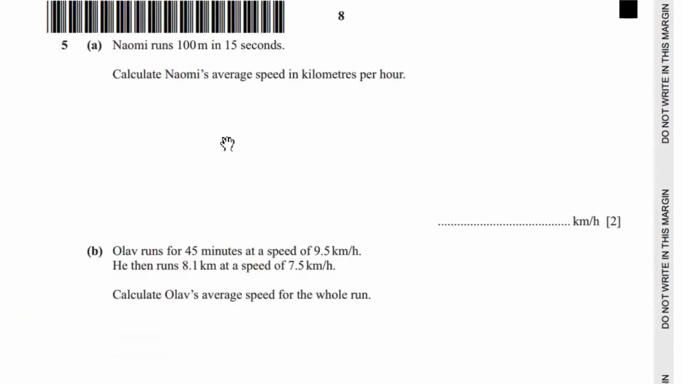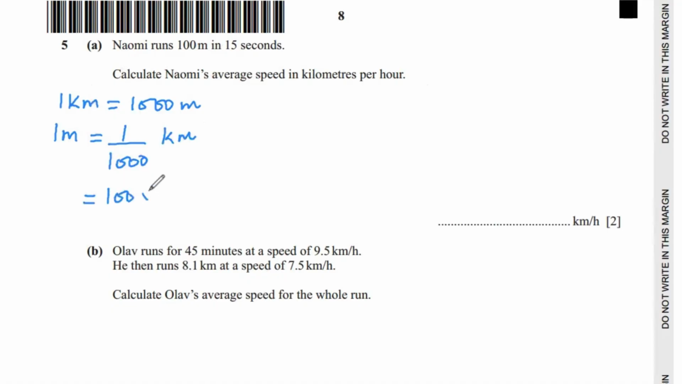Question 5 says Naomi runs 100 meters in 15 seconds. Calculate Naomi's average speed in kilometers per hour. So 1 kilometer is 1,000 meters. So to convert the 100 meters into kilometers, 1 meter would be 1 over 1,000 kilometers. So for the distance, we'll do 100 times 1 over 1,000, which is 0.1 kilometers.